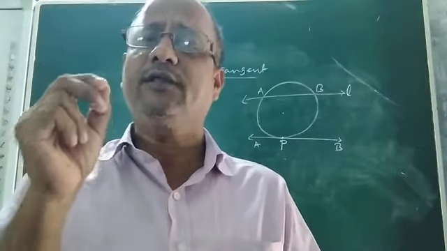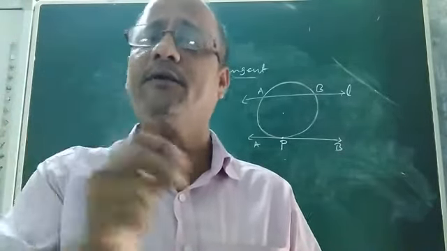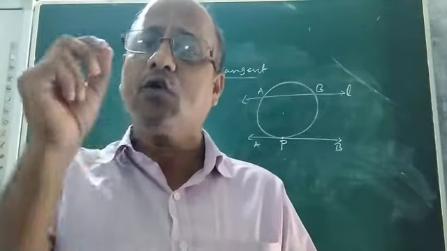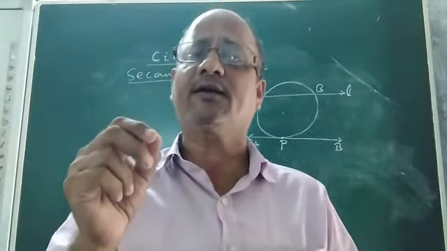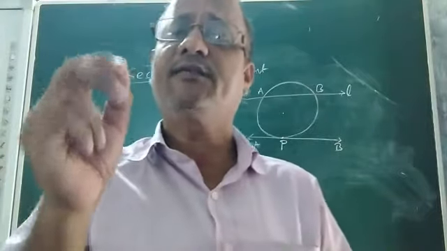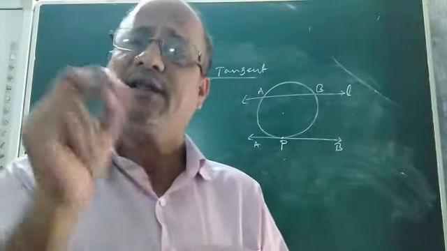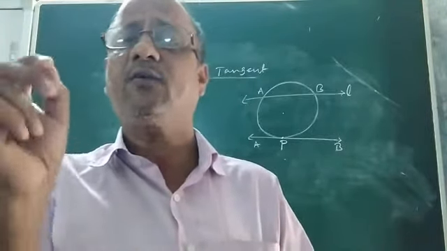First, we have to know in this class what is a tangent, what is a secant, and what are the properties of tangent. This is the scope of this chapter. This chapter, circle of class 10, as per NCERT syllabus, covers basically some properties. It deals with some properties of tangents. So, what is tangent and what is secant?